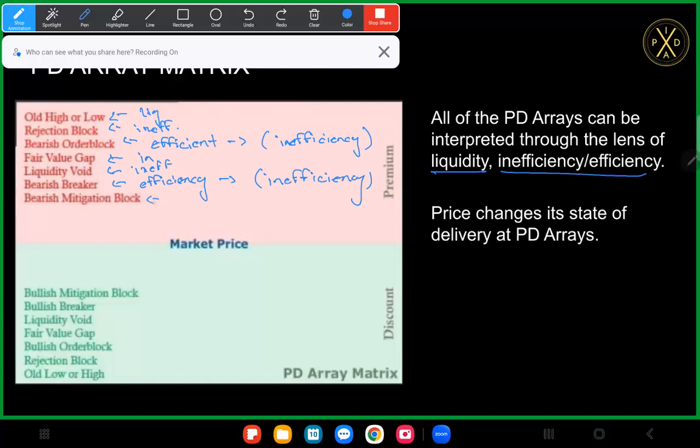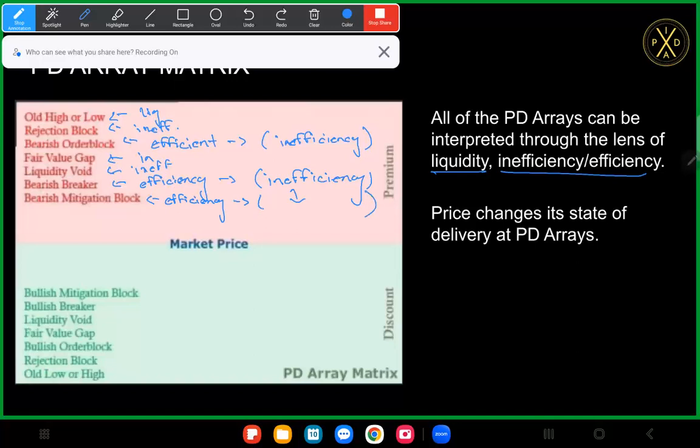And same thing with this as well, right? A mitigation block is a balanced price range, right? So efficiency, and then same thing, it's a block PD array. So anytime we have a breaker block, order block, mitigation block, those things are going to be heightened in probability when they are accompanied by an inefficiency.